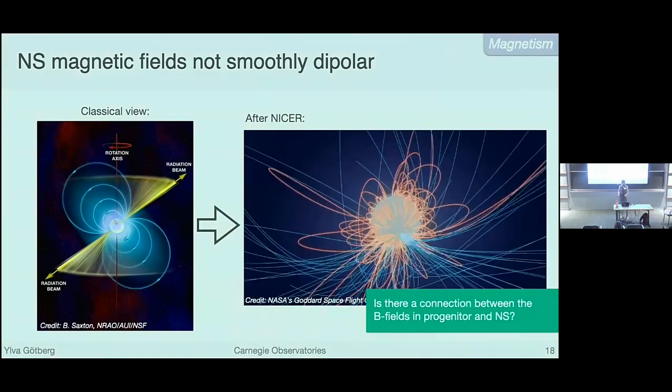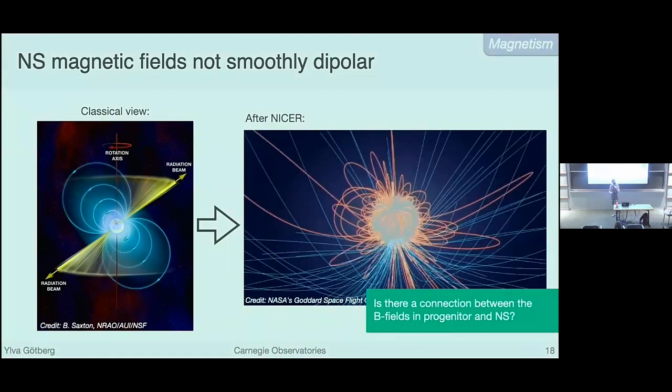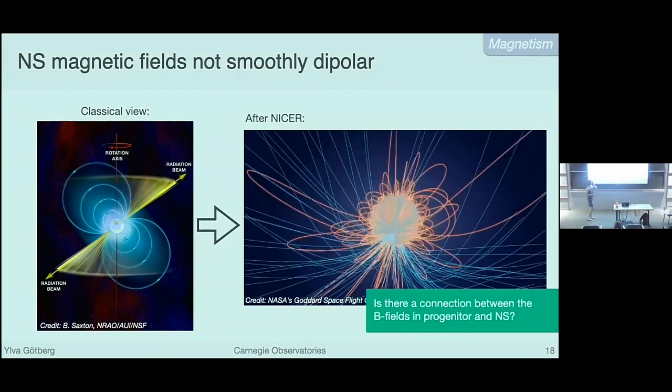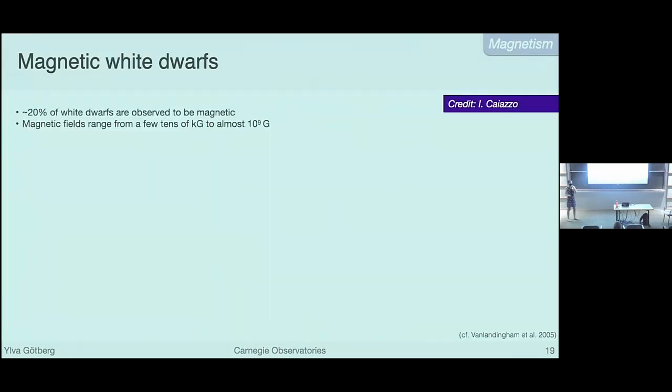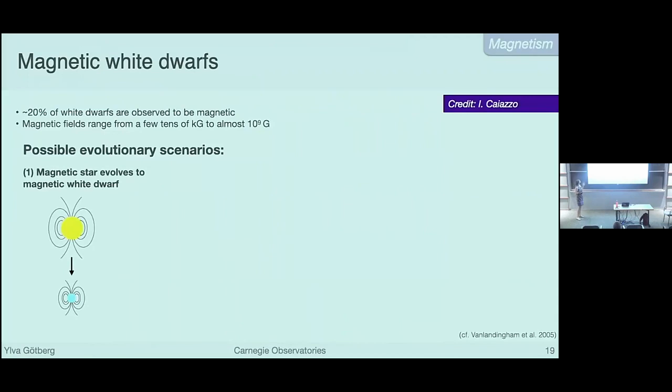Okay, great. Then I wanted to also show you some stuff on the magnetic white dwarfs, and this is work by Ylva. To summarize, about 20% of white dwarfs are magnetic. Magnetic fields are much stronger than in massive stars, kilogauss to gigagauss. And there are several evolutionary scenarios for how to create a magnetic white dwarf.